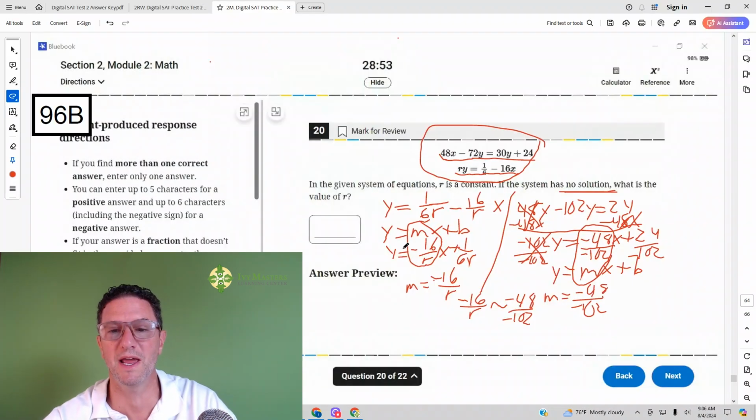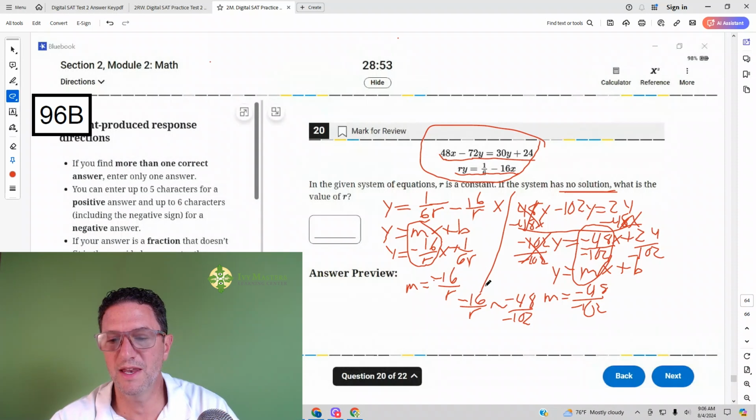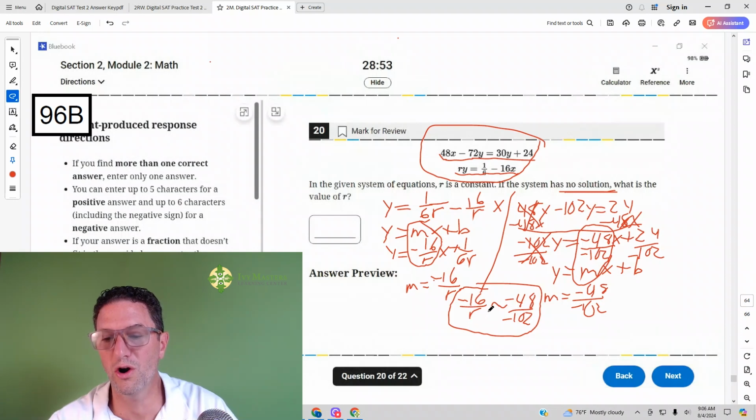Alternatively, if you did it by hand, then you've got to isolate the y for both equations and then find what the slope is and then set slope equal. In Desmos, you would put negative 16 over r. Instead of the equals, you put the tilde, and then 48 over 102, and that will also give you your answer.